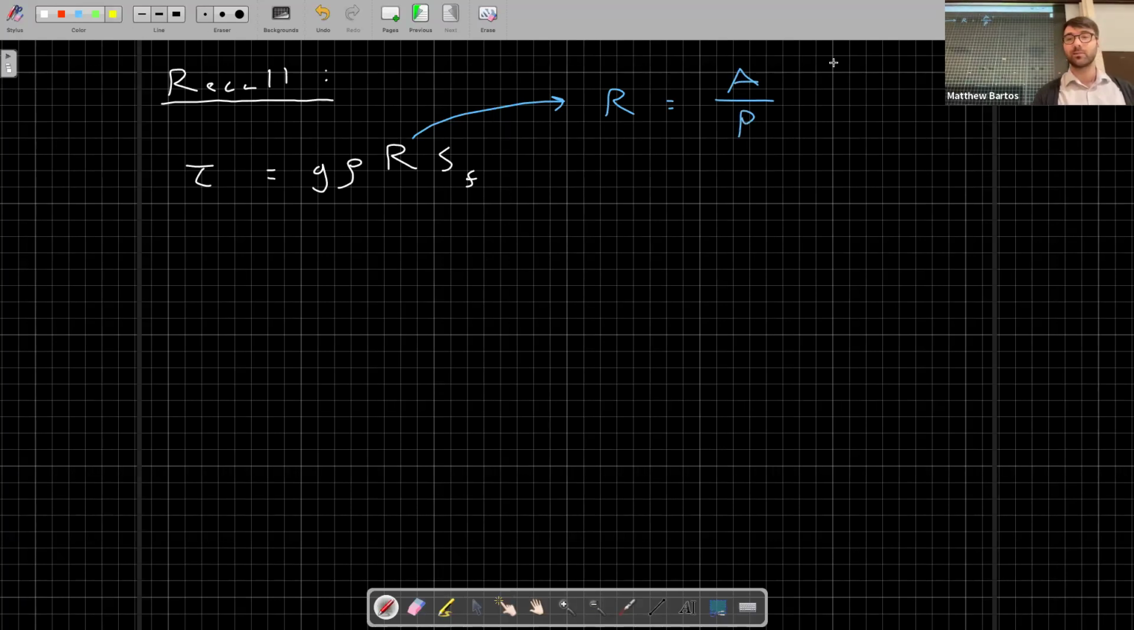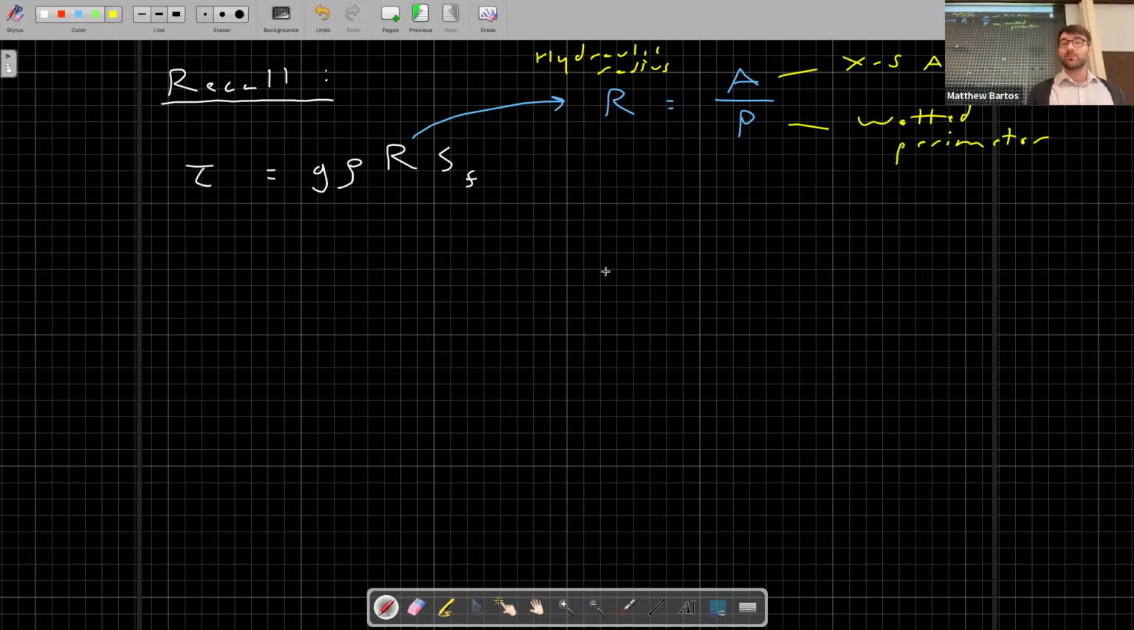So it's the cross-sectional area divided by the wetted perimeter. So this is an important definition to remember. Cross-sectional area on top, wetted perimeter on the bottom. And this is called the hydraulic radius. Note that for circular pressurized pipes, the wetted perimeter will always just be equal to the circumference of your pipe.